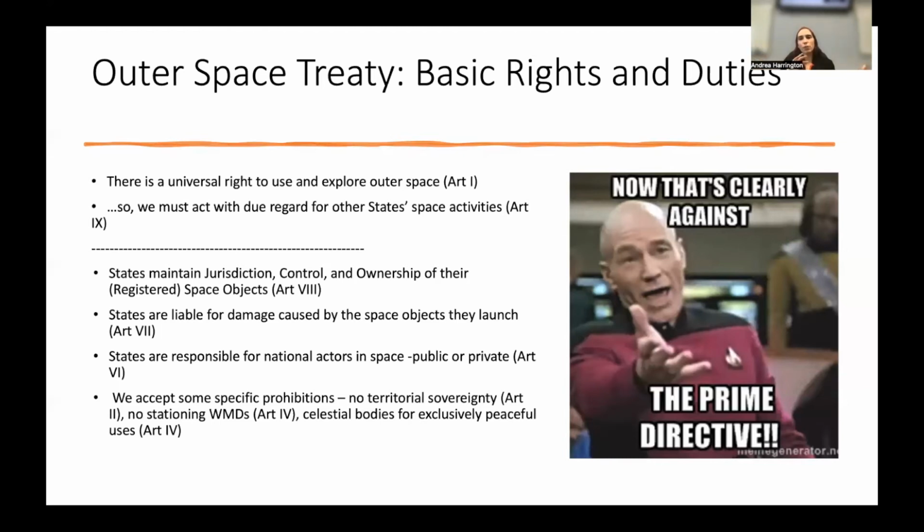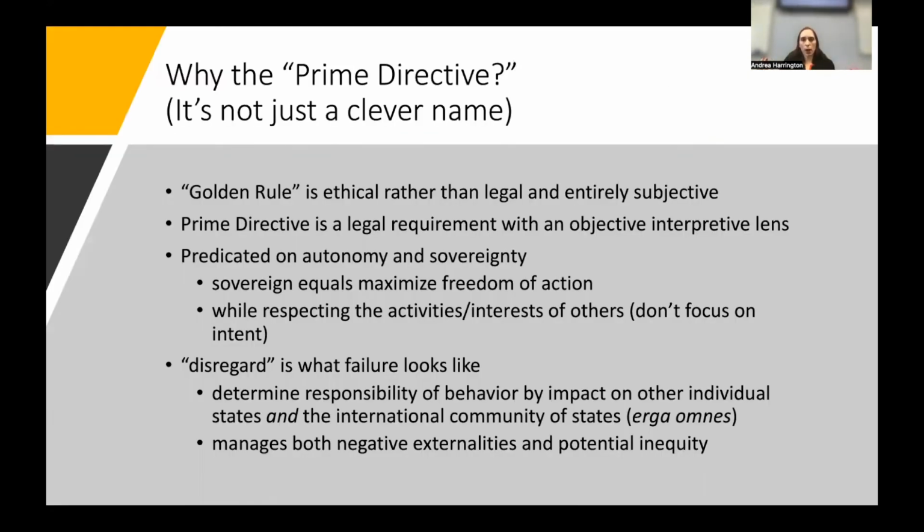So you have to look at what the congruent obligation is that comes with that right. The congruent obligation is really to act with due regard. And of course, you do have to follow all of the other specifically articulated rules required in the Outer Space Treaty. So why are we calling it the Prime Directive?